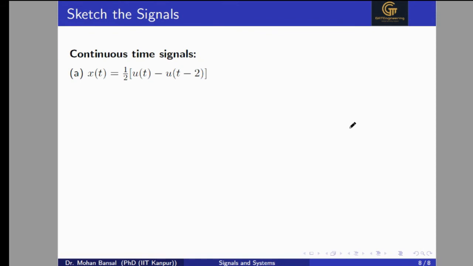Now there is another way to represent the signal. We have a given function and we want to sketch the signal. How can we do that? Just look here. The signal amplitude is 1 by 2, and the function is given as u of t minus u of t minus 2. If we plot it, this u of t means the signal starts at t equal to 0 with amplitude 1 by 2, and the signal will end at t equal to 2.